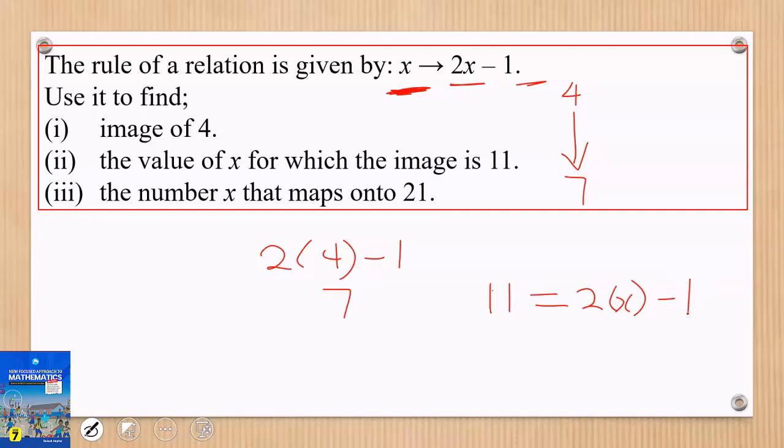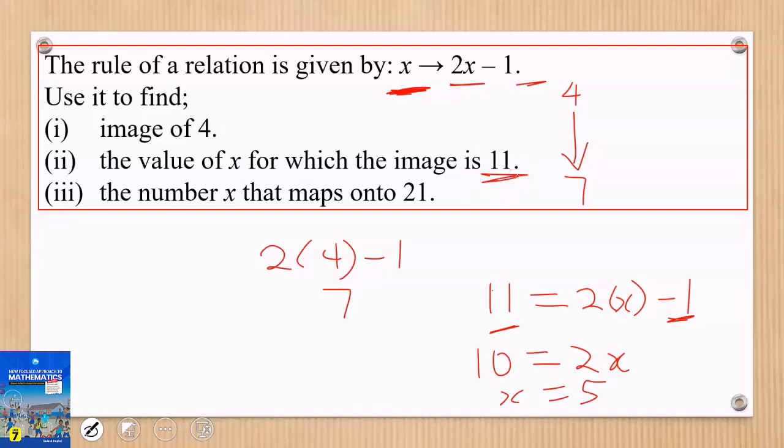Here, once again, we just do simple calculations: add 1 to both sides, and we have 10 is equal to 2x. And so x becomes 5. That's dividing both sides by 2. So we get x to be 5. That will give us the image of 11.